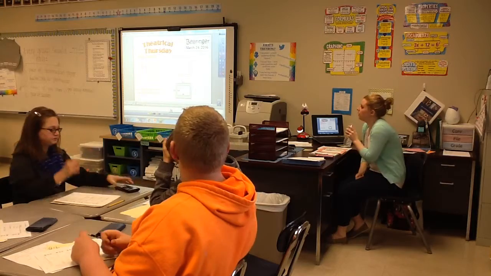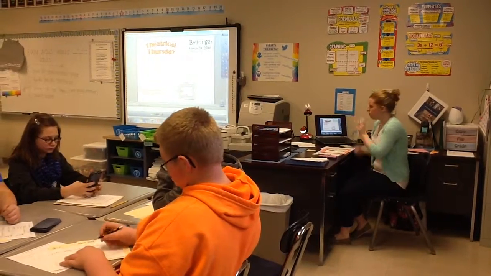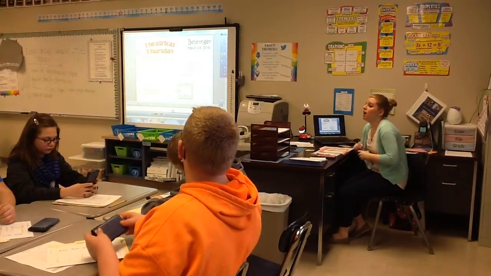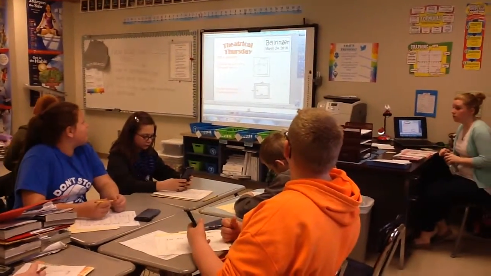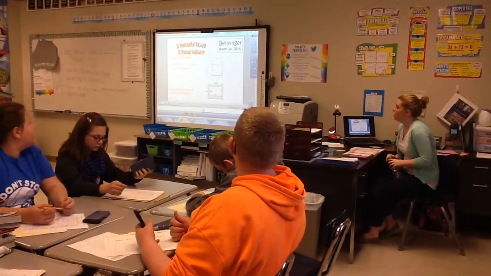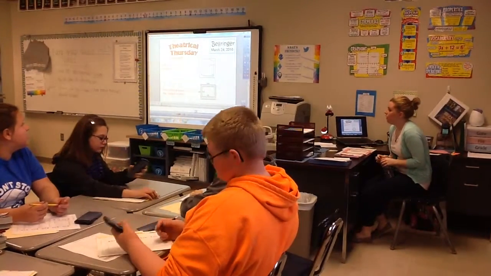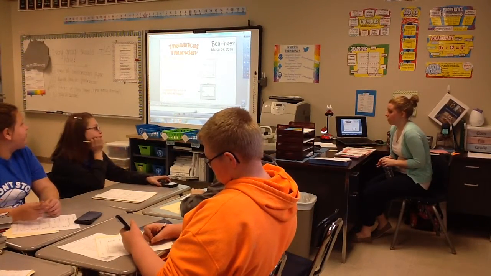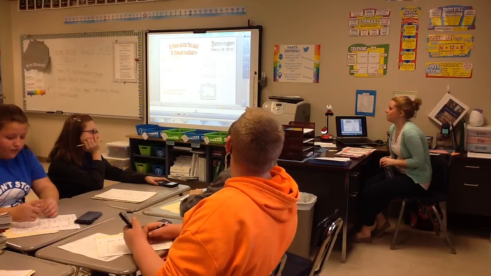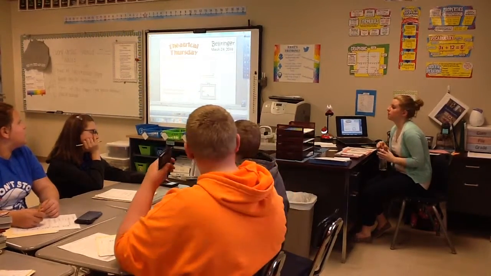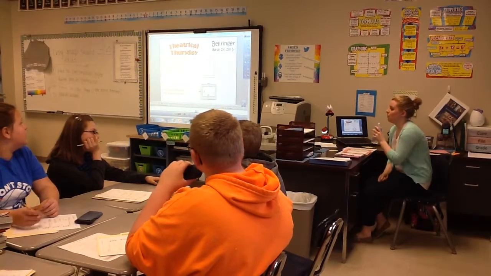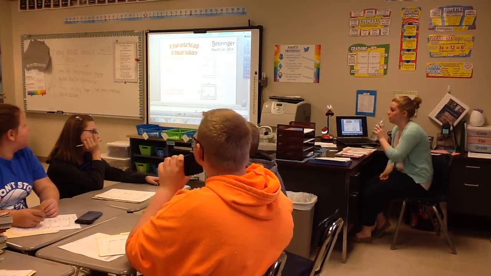All right, y'all, your bell ringer. The top one is calculating the area of a compound figure. We did that yesterday. The bottom one is review from 6th grade. So we're finding the area of the gray part. Hopefully you remember how to do that. If not, we're going to go over it. Not a big deal.